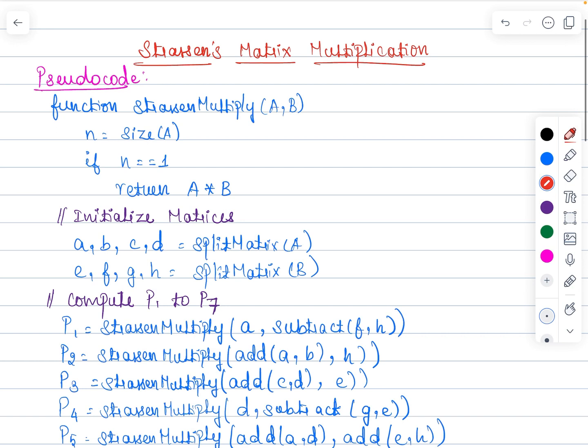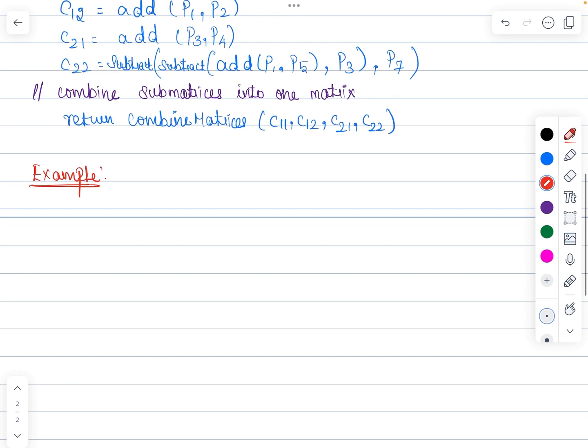Let's see the example. Before we discuss the pseudocode, let's move on to the example. First, let's see how the traditional algorithm works. For example, there are two matrices, A cross B. After multiplying, it would generate the resultant matrix, which is C. Imagine the size of each matrix is going to be 2 cross 2. If so, the size of the resultant matrix would also be 2 cross 2.